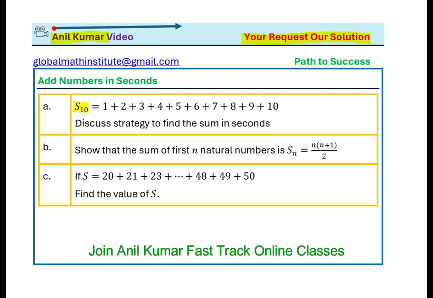So the question is to discuss a strategy to find the sum in seconds, right? Once we understand the strategy, these things can be calculated very, very easily. I can tell you the answer is 55. Now, that is answering in seconds, correct? Once you understand this strategy, you will be able to answer these questions. What is the sum of the first 100 numbers, for example, or even 1000 numbers?